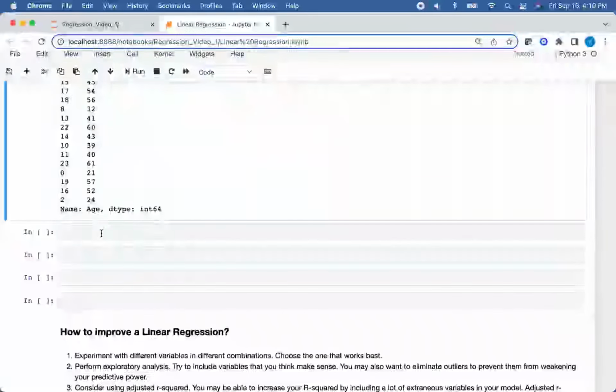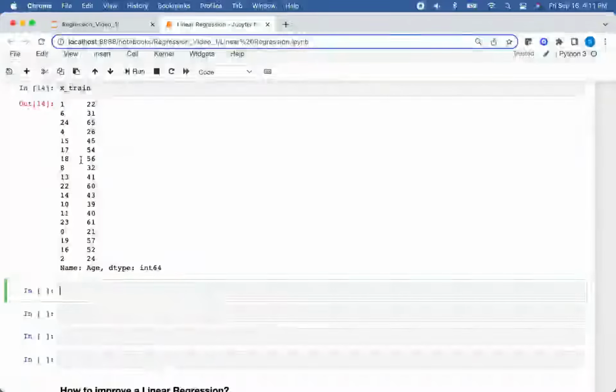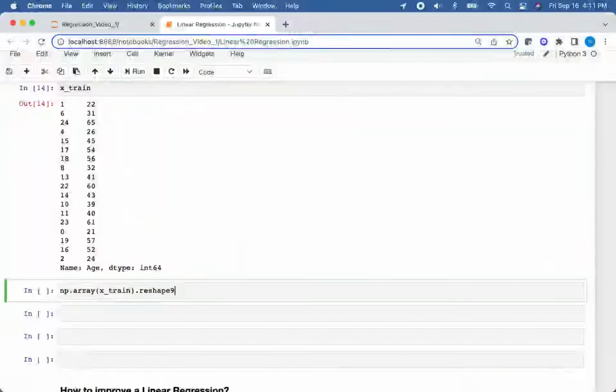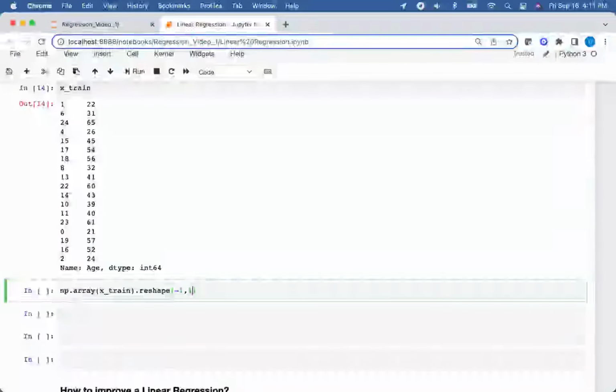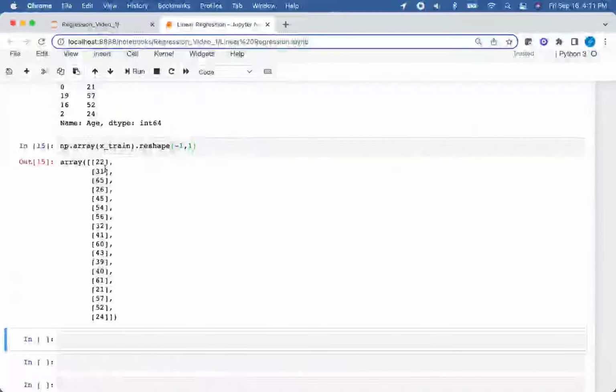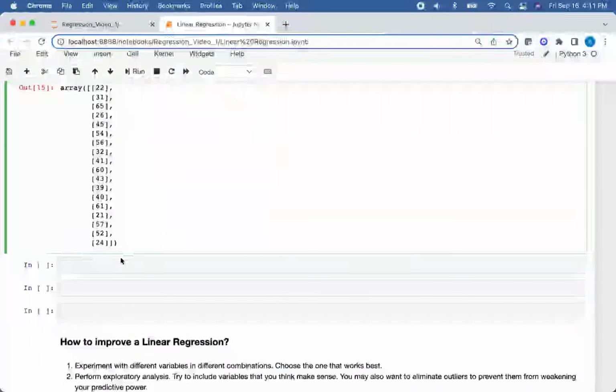So let's go down to a clean cell. You can see that our data here is one-dimensional, but the input has to be two-dimensional, so we'll reshape it using a NumPy function, np.array. It'll take xtrain, and we will reshape that to -1 and 1. Then when we run that, we'll see our training data is a two-dimensional array, which is what we need to input into our model. So actually we can highlight this and copy that.